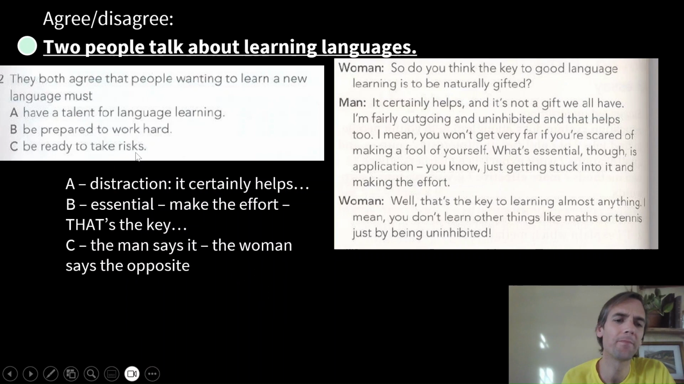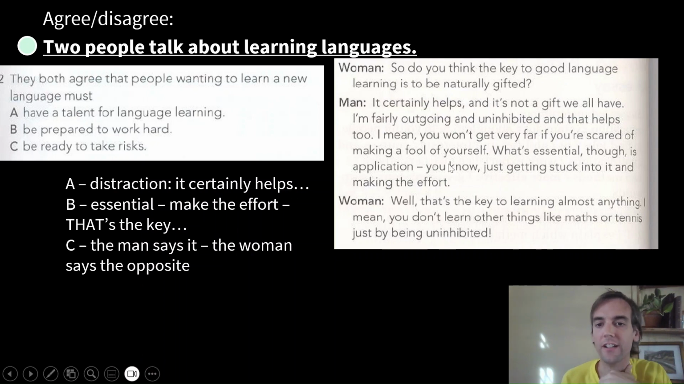Could it be C? What do they say about C? Well, the man says, you won't get far if you're not scared of making a fool of yourself. He says, you must take risks. But she says, no, you can't learn things just by being uninhibited, like maths or tennis, for example. And the same, by implication, for languages. So it's not C. The answer is B.